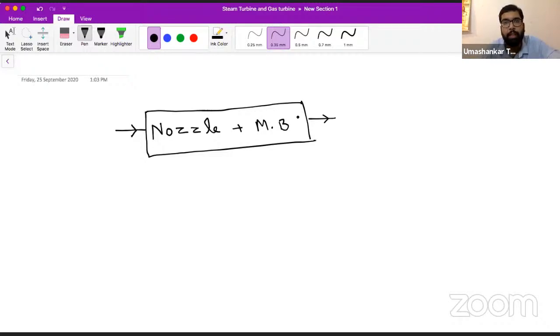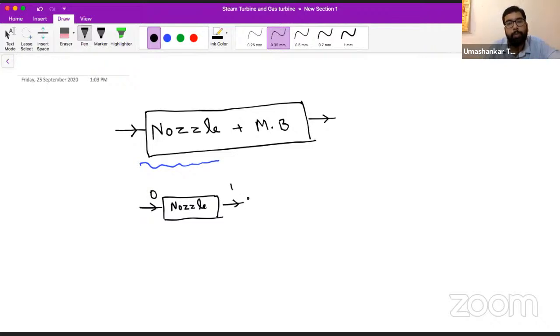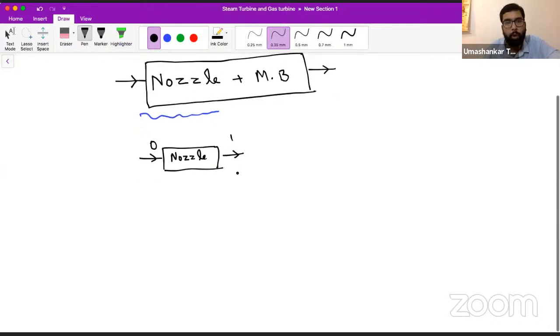What we have seen till the last lecture is that a steam turbine is a combination of moving blades and nozzles. Till now we have completed the nozzle part. Now what we are going to see is what happens when the steam leaves the nozzle and goes to the moving blade, and how this steam behaves in the moving blade part.